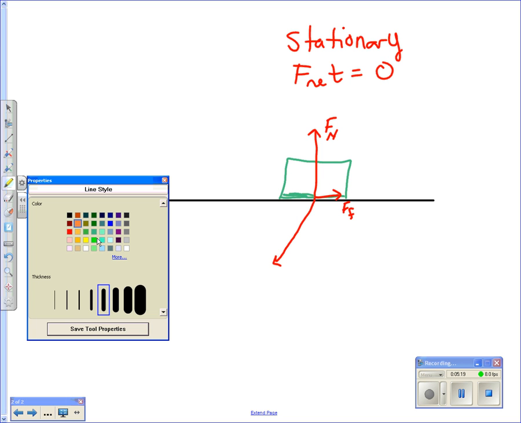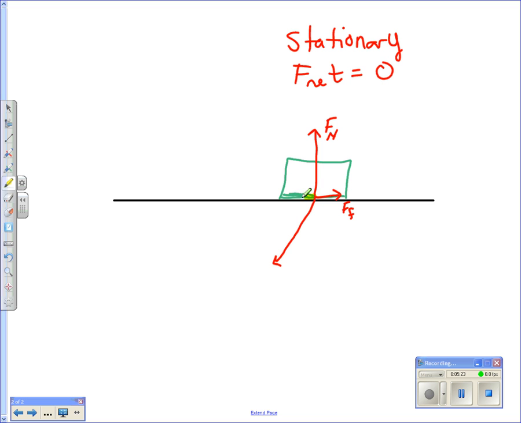And we'll go with yellow here. There has to be some force acting in this direction, and there has to be some force acting in this direction to counteract the normal force, and a force acting in this direction to counteract friction. Now, if you recall from when we were talking about vectors, there is something called component vectors.